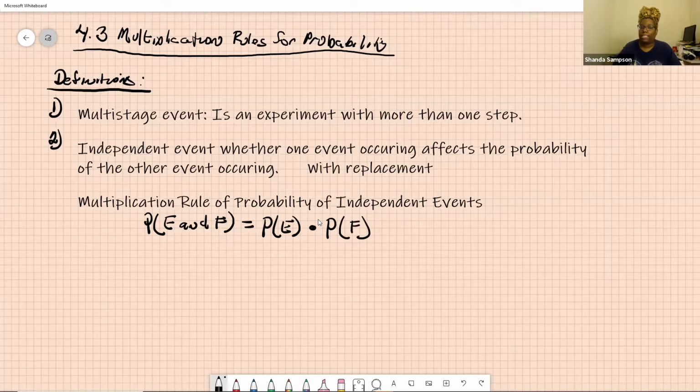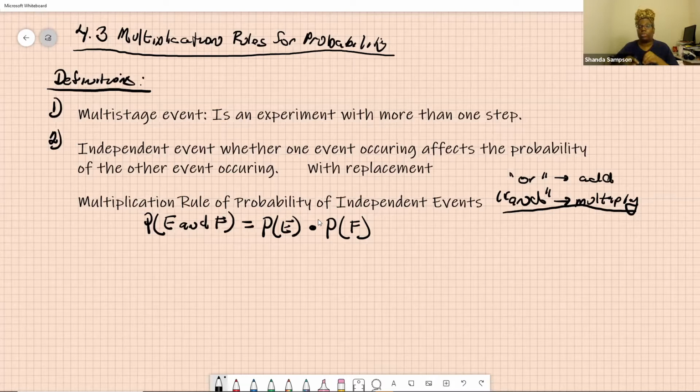The multiplication rule is the AND rule. AND means multiply. And if we recall from our last one, OR means add. So AND means multiply. So we're looking for the probability of E and the probability of F. We're going to multiply those two probabilities together. And that is the multiplication rule for probability of independent events. Remember, events that do not affect each other as you go from one event to the next event.